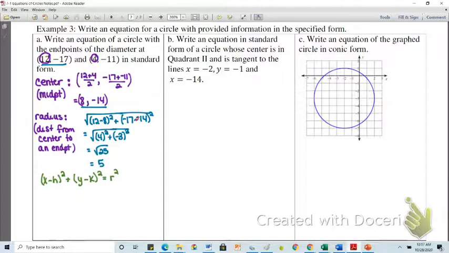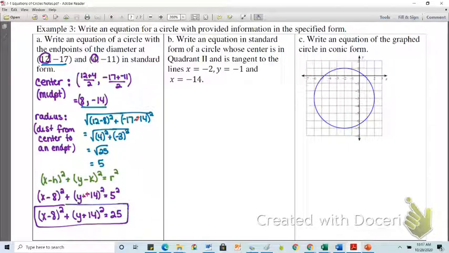So let's plug it in. So that's x minus 8 squared plus y minus negative 14 squared equals 5 squared. Now I simplify. Okay, again, we don't like minus and negative, so we're going to put a plus. So it's going to be x minus 8 squared. You do not have to FOIL those out. Plus y plus 14 squared equals 25. And there's the equation of the circle.